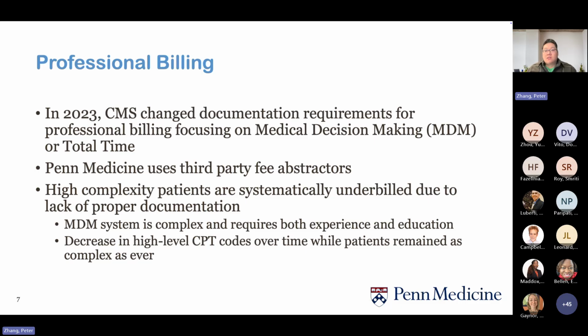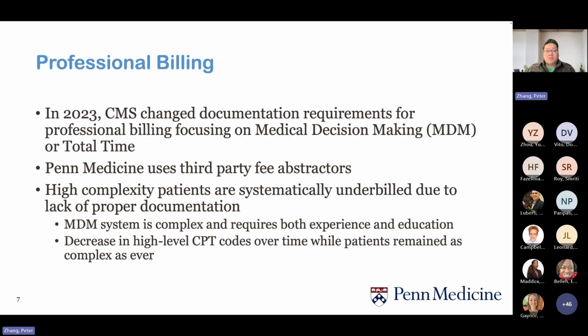care. So in 2023, as many of you know, CMS changed documentation requirements for professional billing, focus on medical decision making and total time spent during the encounter. Unfortunately, this new system is very complicated as it requires you to essentially earn points from different categories, directly from your note. On top of that, Penn specifically uses third-party fee abstractors that read your notes and then try to extract as many of these points as possible.